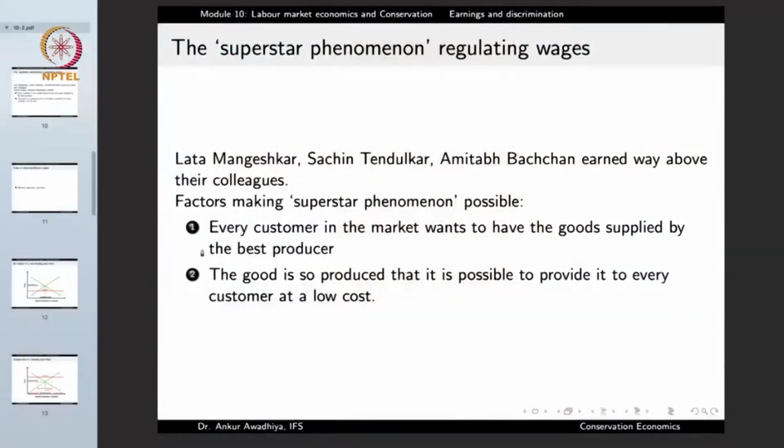Now, why do we have these people who get way above the average wage rate that is prevailing in the society? Not all the singers get paid equal to that of Lata Mangeshkar. Not all cricketers get paid equal to that of Sachin Tendulkar. Not all actors get paid equal to that of Amitabh Bachchan. Now, this is the superstar phenomenon, and it happens when every customer in the market wants the goods supplied by the best producer.